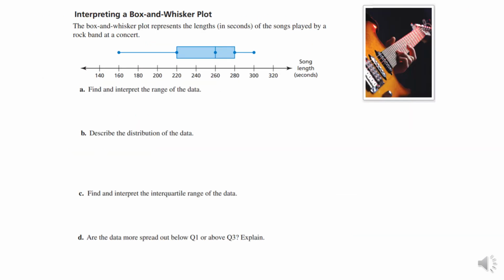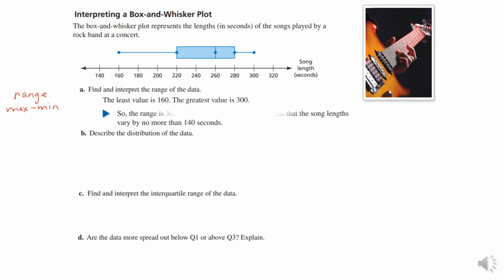Okay, so now we're going to interpret a specific box and whisker plot. And this one's kind of cool because it has a lot of different things on it that you might not understand normally looking at it. So this box and whisker represents the length in seconds of songs played by a rock band at a concert. Okay, so find and interpret the range. So range is the maximum minus the minimum. So the least value is 160, the greatest is 300, so the range is 140 seconds.